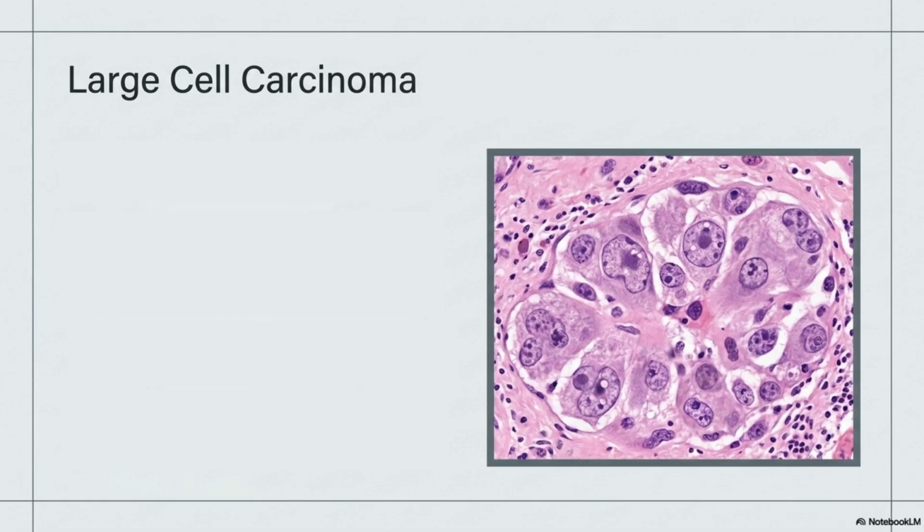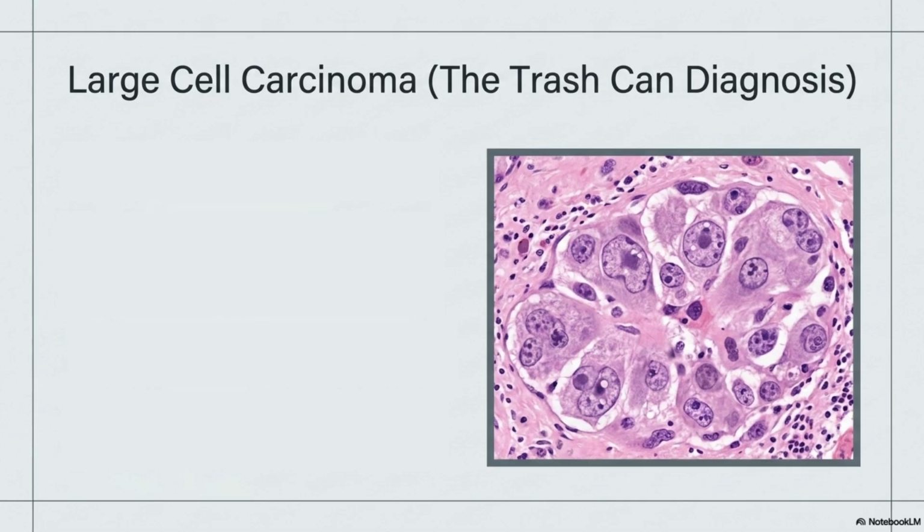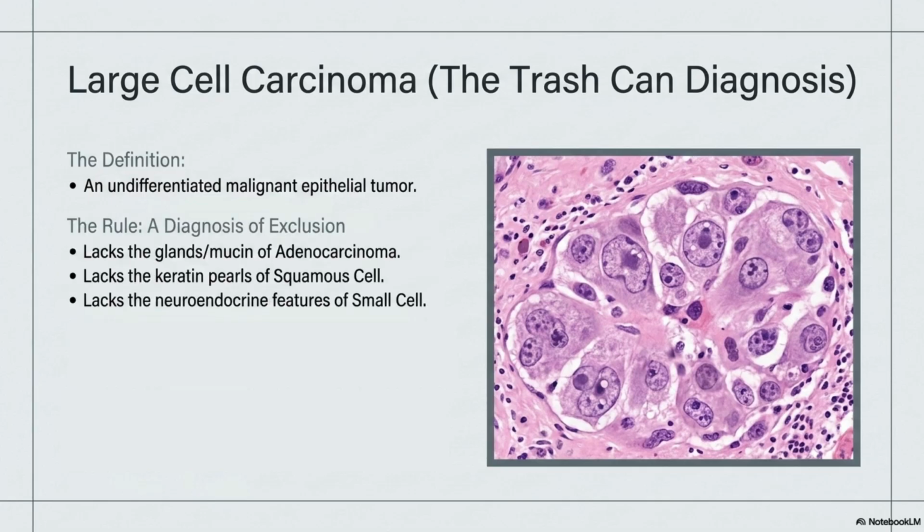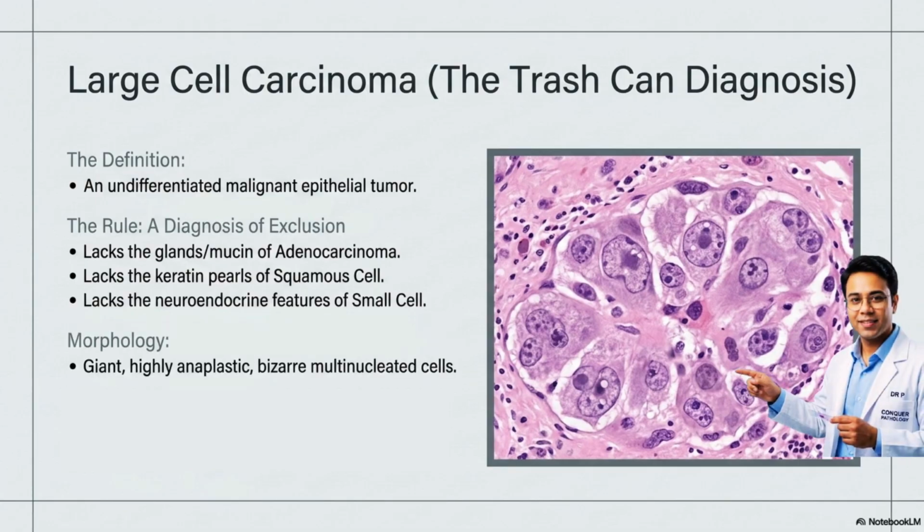The final of the big four is large cell carcinoma, often referred to as the trash can diagnosis. By definition, it is an undifferentiated malignant epithelial tumor. The golden rule is that this is a diagnosis of exclusion. It lacks the glands and mucin of adeno, it lacks the keratin pearls of squamous, and it lacks the neuroendocrine features of small cell. Morphologically, you just see giant, highly anaplastic, bizarre multinucleated cells. Clinically, it has a variable peripheral location and an extremely poor prognosis.